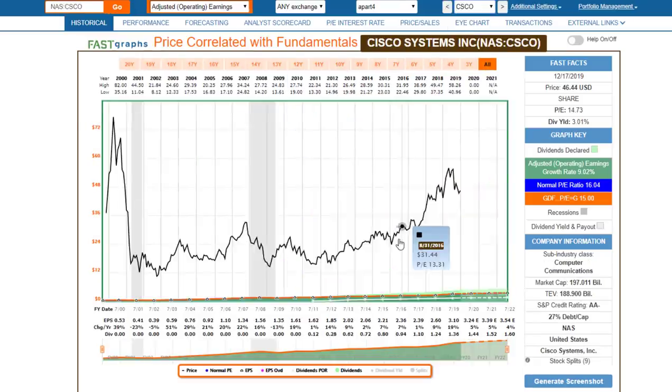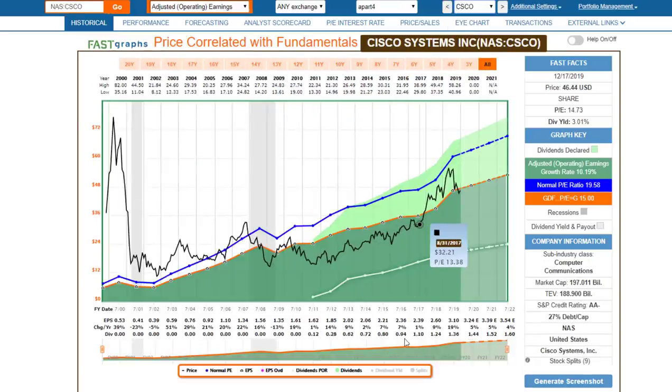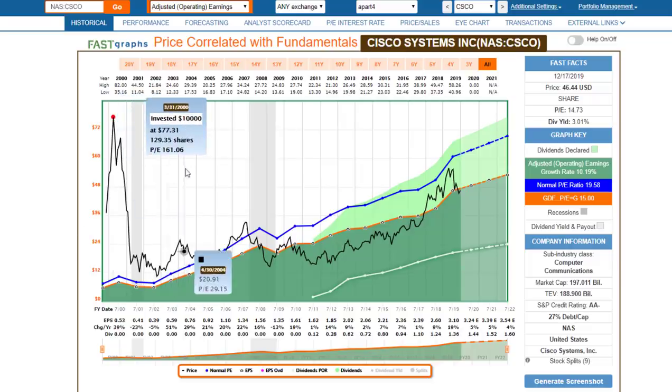Now, Cisco is one of the classic examples of markets behaving badly. This was the tech bubble, and I can go back several years here. Cisco was overvalued for a lot of years. But look at the trough or the peak valuation. We had a PE of 161. The stock was at $77 a share.